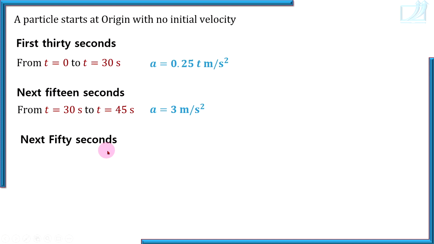Then next 50 seconds, means from t equal to 45 seconds to t equal to 95 seconds. What happens in this interval? Acceleration is 0, in the sense the particle moves with uniform velocity.